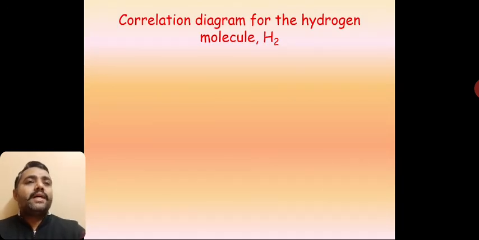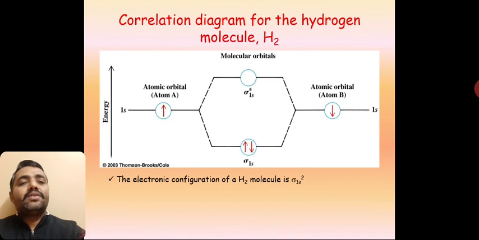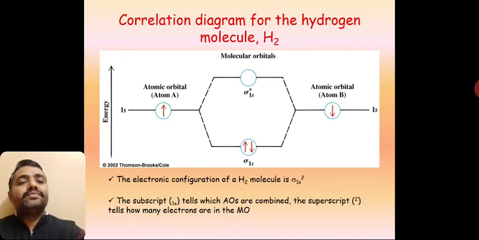Another correlation diagram for the H2 molecule you can show is like this. Energy is on the left side, 1s orbital and 1s orbital, both overlap to give sigma 1s and sigma star 1s. The electronic configuration is sigma 1s2, is it correct?